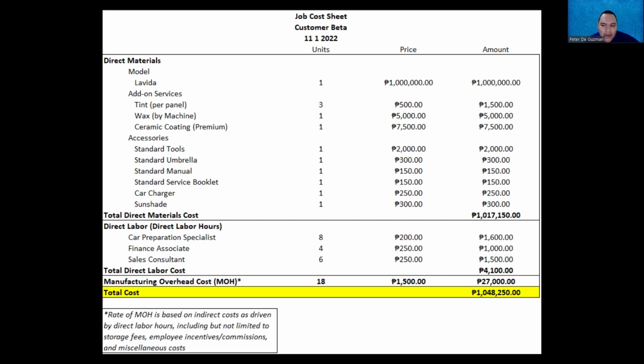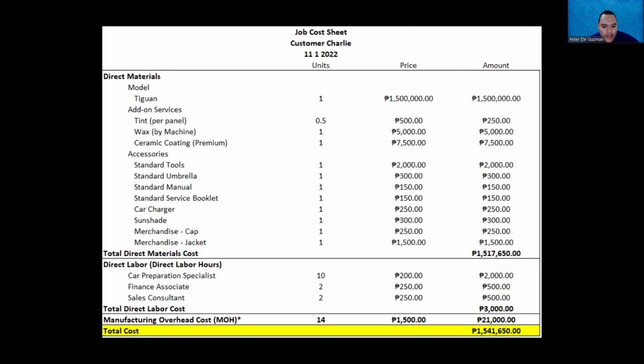For customer beta, it only took the sales consultant 6 direct labor hours to accomplish the transaction. So it could probably be said, or theorized here, that the sales consultant had an easier and more efficient time with customer beta in handling the transaction. Perhaps customer beta was more decisive, or perhaps customer beta was in a rush to complete everything, or perhaps customer beta did not even test drive the vehicle, which consumes a lot of direct labor hours on the part of the sales consultant. Let's take a look at customer Charlie.